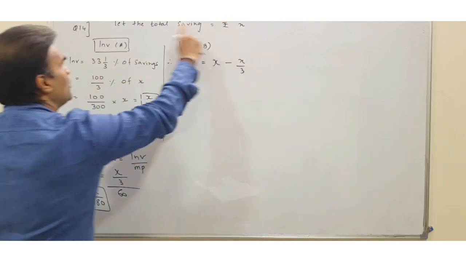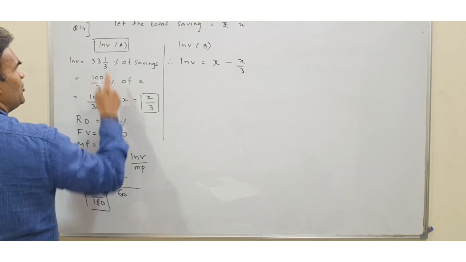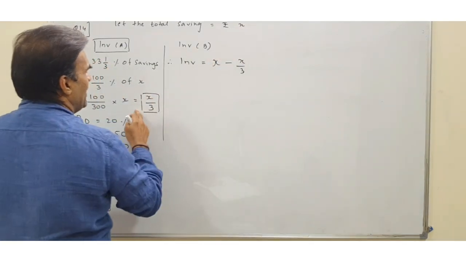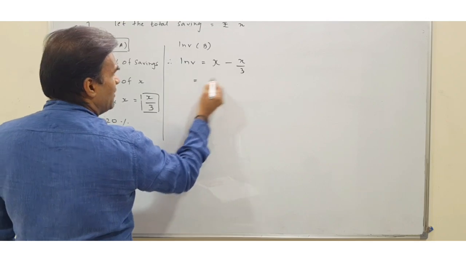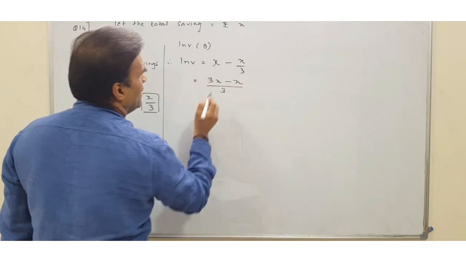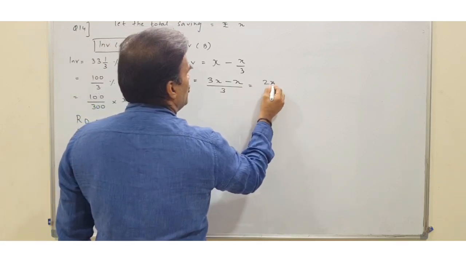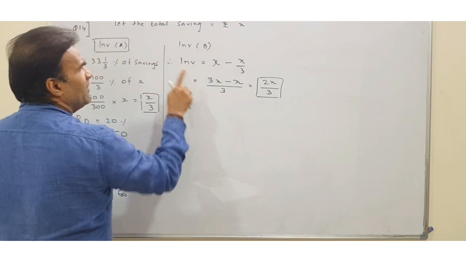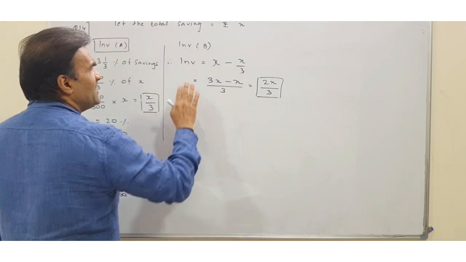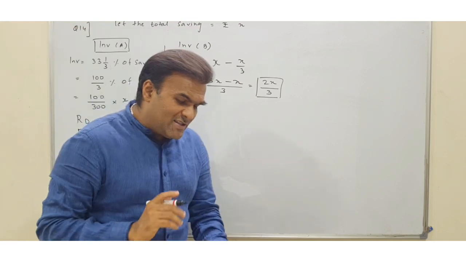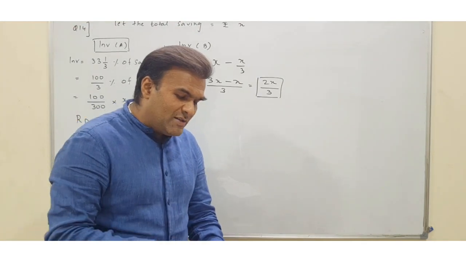Here it is X, total savings, of which how much got invested in A? So X upon 3. So balance left X minus X upon 3. How much will it come up to? 3X minus X upon 3. That will give me 2X upon 3. This is the amount of investment. Now as far as investment is concerned, we know the investment in B. What are the other things or information given to us?